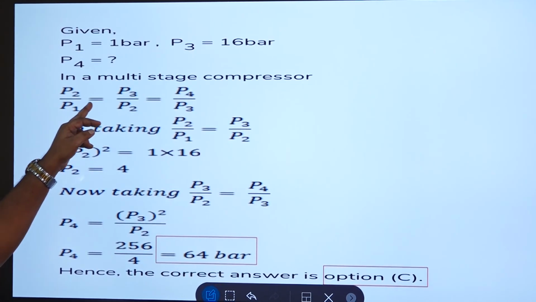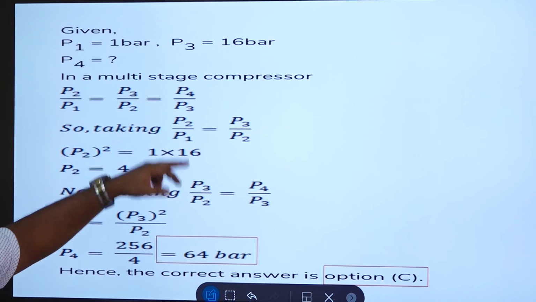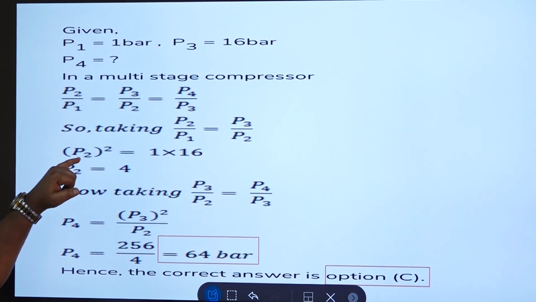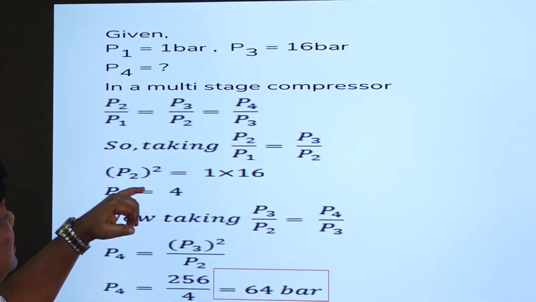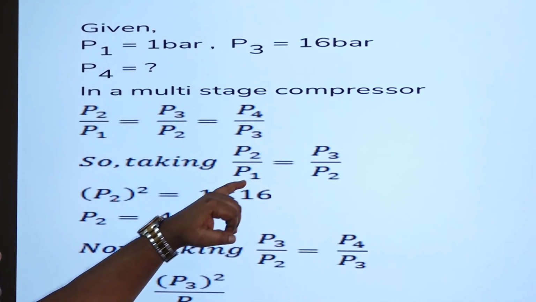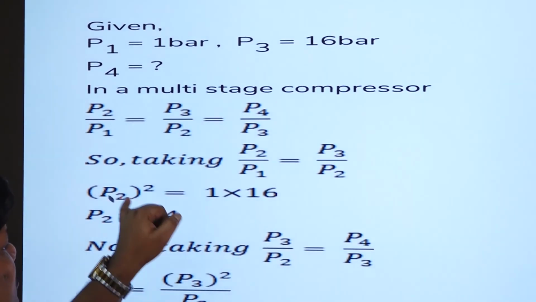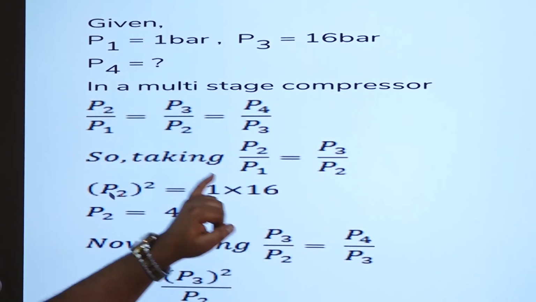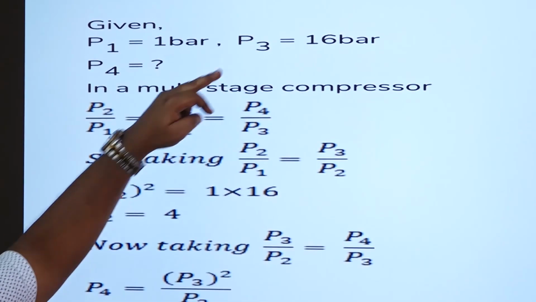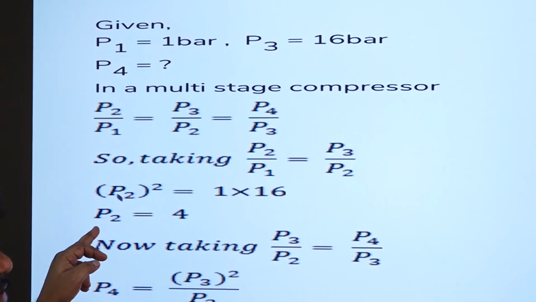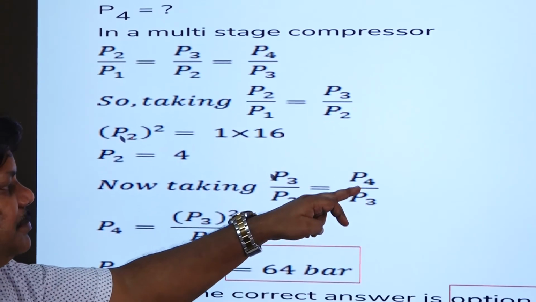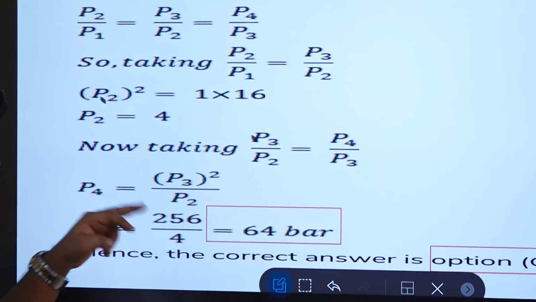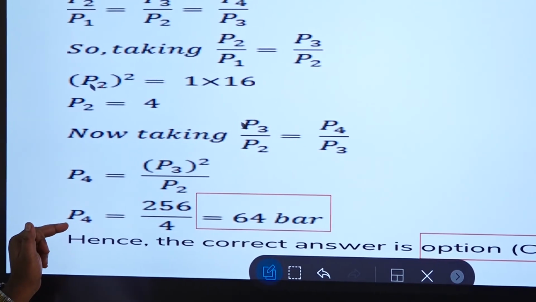So P2 by P1, P3 by P2, P4 by P3. From this you obtain the formula, that is P2 square is equal to P1 into P3. So P2 is equal to root of P1 into P3. P1 and P3 are given to you, so you find the value of the intermediate pressure. Then P3 by P2 will be equal to P4 by P3, so from that you find the value of P4.